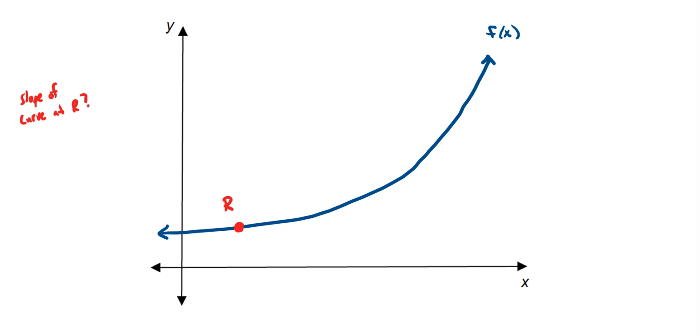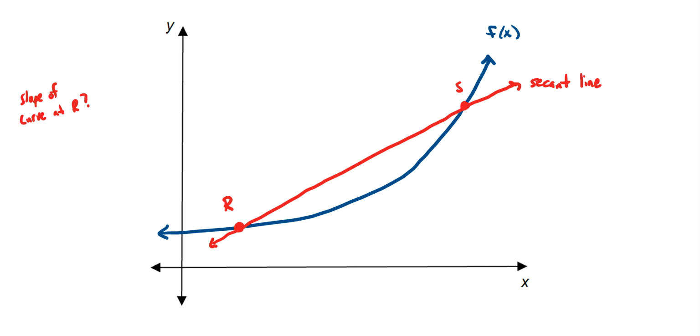So if we want to figure out the slope of the curve at R, which is going to be the slope of the tangent line at R, what we actually have to first do is introduce a second point. Let's just call this point S. Between these 2 points, we're going to create a line connecting them, and this is going to be called the secant line. So we can easily determine the slope of this secant line, right?